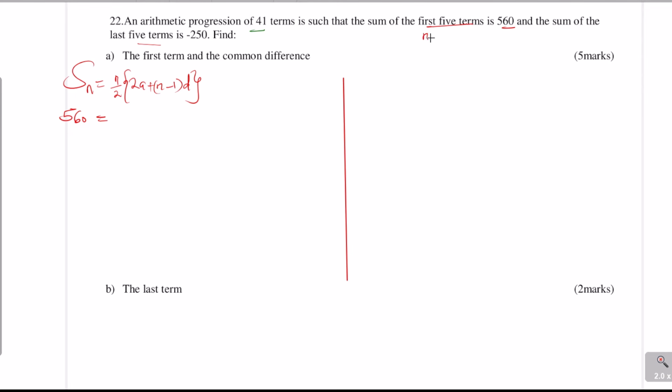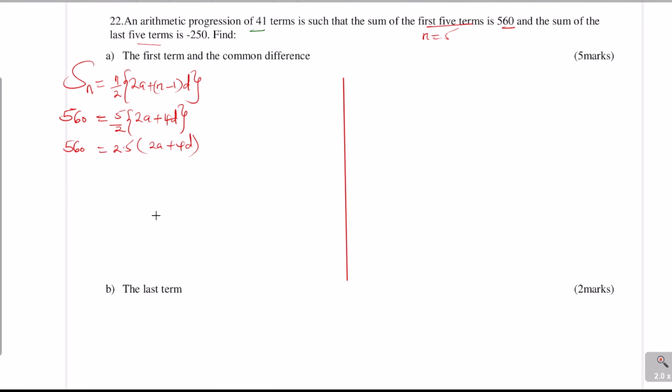So n will be 5. So this will be 5 over 2, like that. And then 2a, we don't have a, then n minus 1, that is 5 minus 1, this will give 4d, like that. So this will give 560 is equal to 2.5, then we multiply by 2a plus 4d.